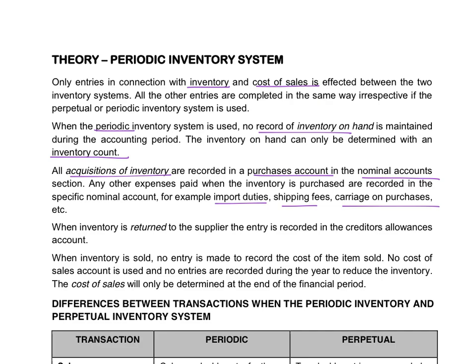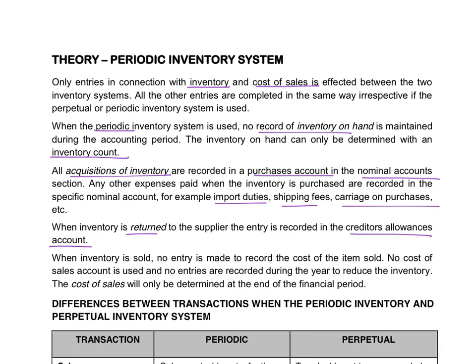When inventory is returned to the supplier, the entry is recorded in the creditors' allowances account. In the perpetual system, you don't have a creditors' allowances account. Both systems use a creditors' allowances journal. But when goods are returned using the perpetual inventory system, you will credit inventory. When you use the periodic system, you will credit creditors' allowances.